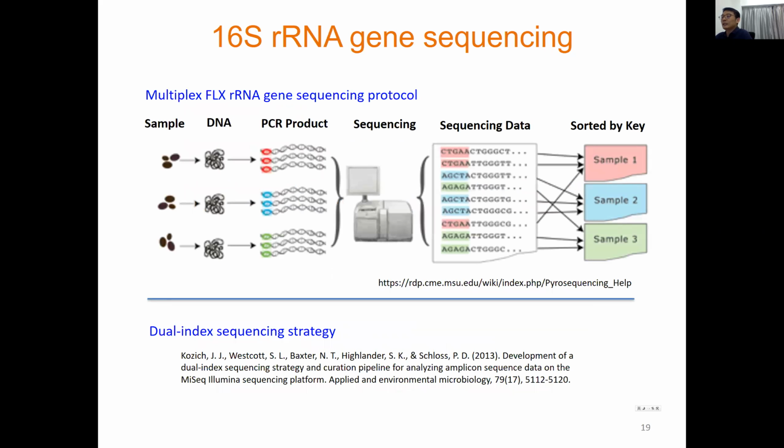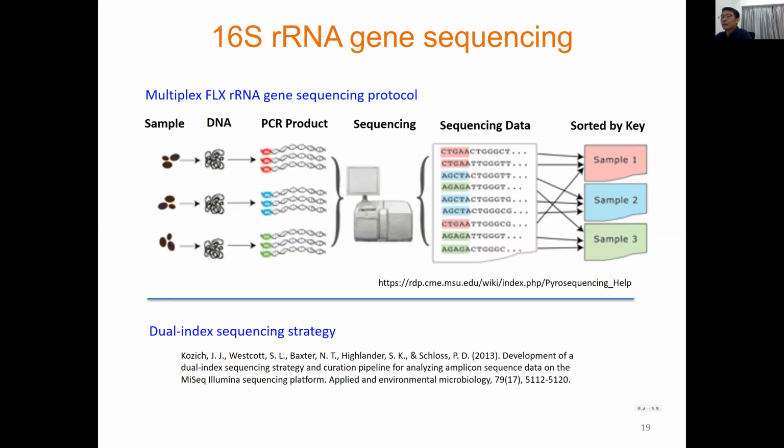And this diagram shows the general protocol of 16S rRNA high throughput sequencing. Suppose we have several different activated sludge samples, and would like to analyze the bacterial community in each sample. First, we need to extract the DNA from the sample, and then use PCR to amplify the 16S rRNA gene.